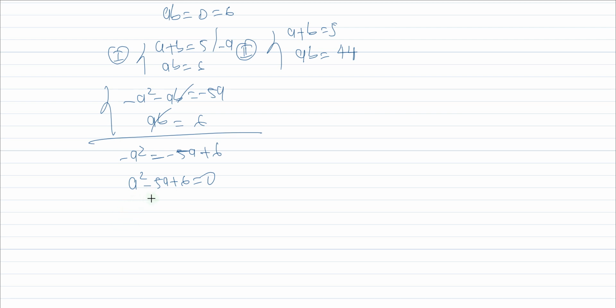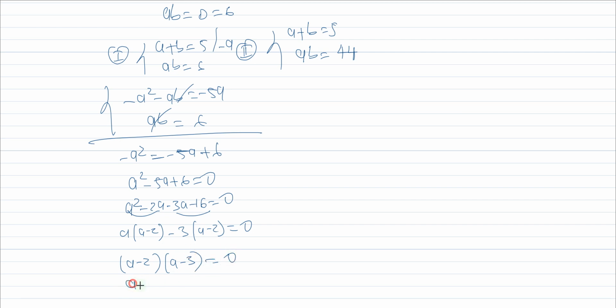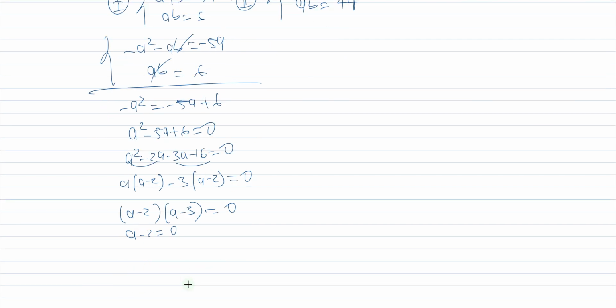If you want to solve this, we're going to say a² − 2a − 3a + 6 = 0. Grouping, we have a − 2 multiplying a − 3. The factors are a − 2 = 0 and a − 3 = 0. So we have then a = 2 and a = 3. So a1 is 2, a2 is 3.